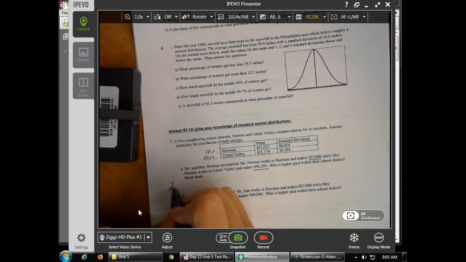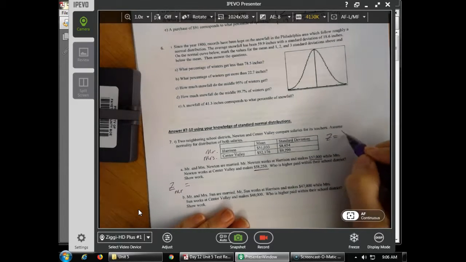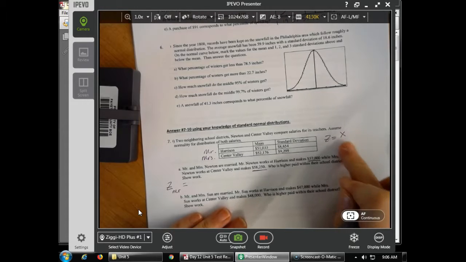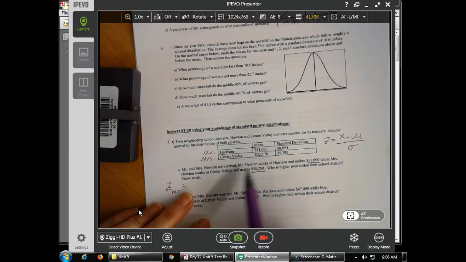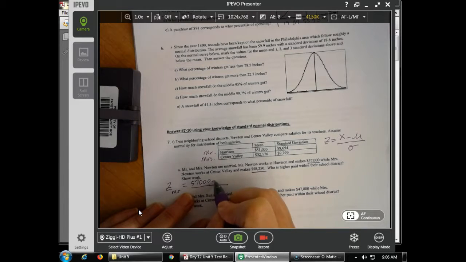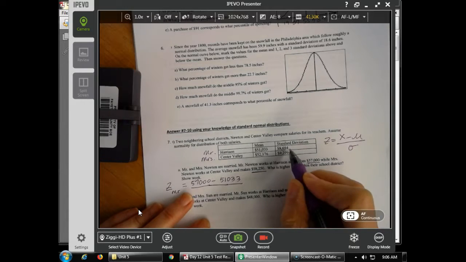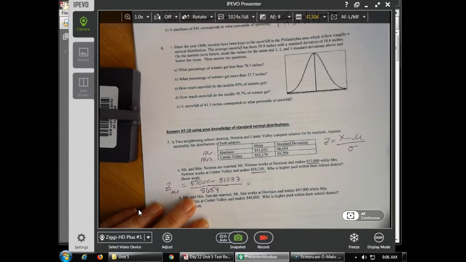So let me do the Z-score for Mr. Newton. And remember, the formula is your observed value, like your observed salary, minus the mean, over the standard deviation. So Mr. Newton makes $57,000, and in Harrison, most people make $51,033, and then divide that by the standard deviation. Okay? So what do you get when you do that? Y'all practice this because this is going to be on the test, obviously. Did y'all get 0.69?